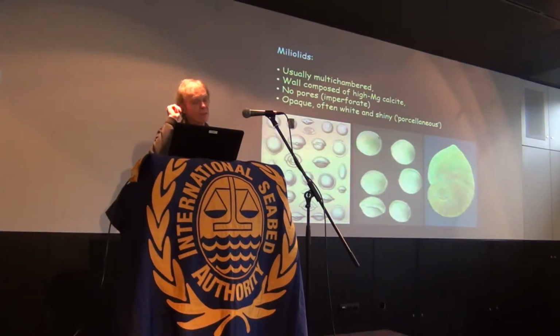And then we have a series of calcareous taxa. The Miliolida are usually multi-chambered, although this one is tubular, a tube which is coiled. But all these types are multi-chambered. The wall is composed of high magnesium calcite. There are no pores in the wall, and the wall is opaque. It's often white and shiny. It looks rather like porcelain.